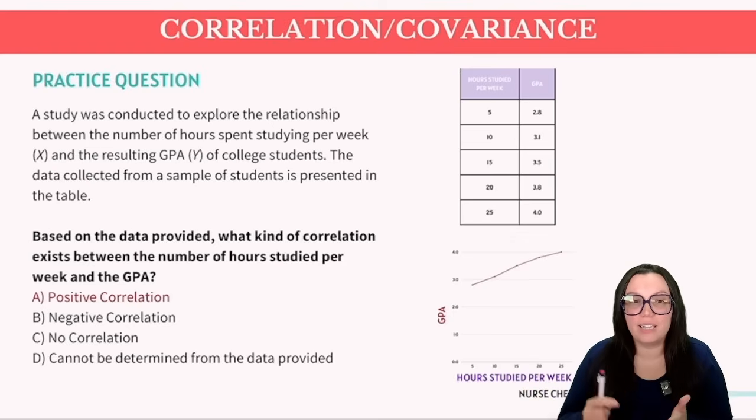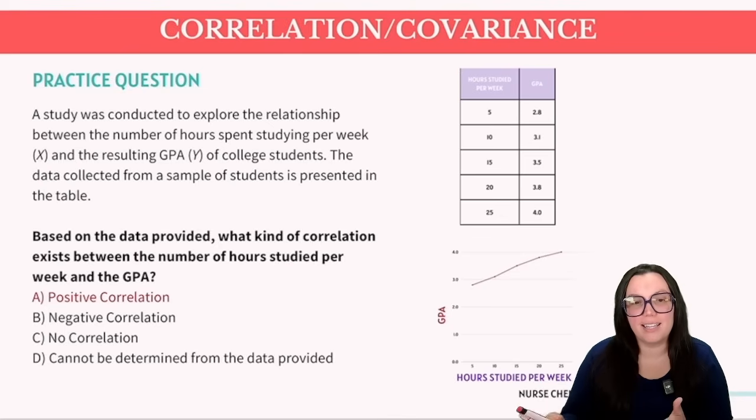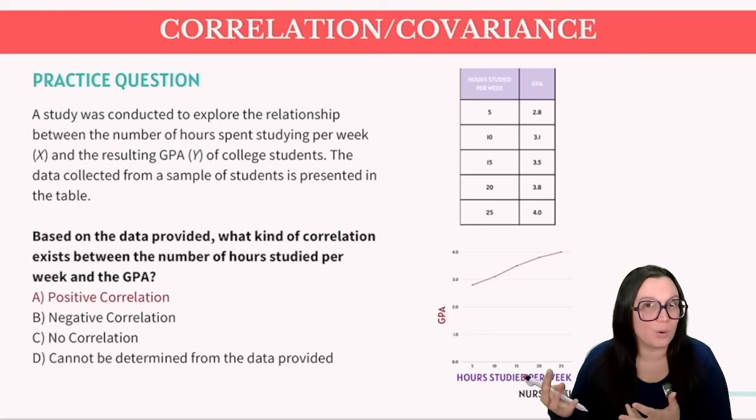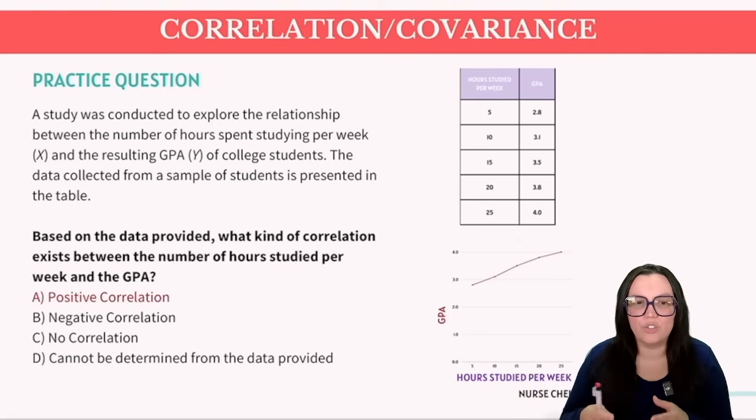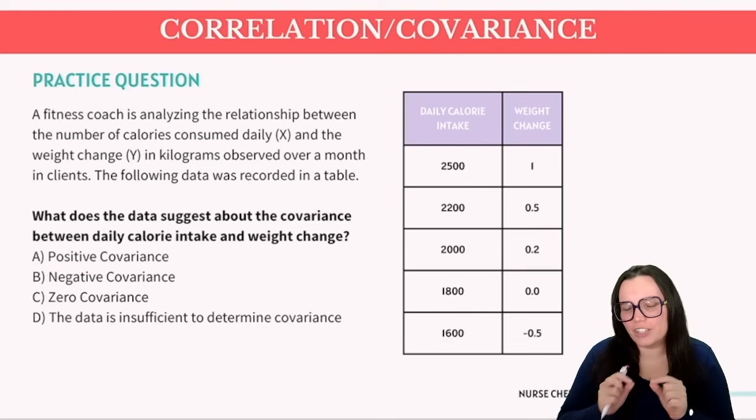The table shows that as the number of hours studied per week, which is our X, increases, the GPA, which is our Y, also increases. This upward trend suggests that we have a positive correlation, indicating that students who spend more time studying tend to have higher GPAs. So this next question can tend to be a little bit tricky, so hang tight with me.